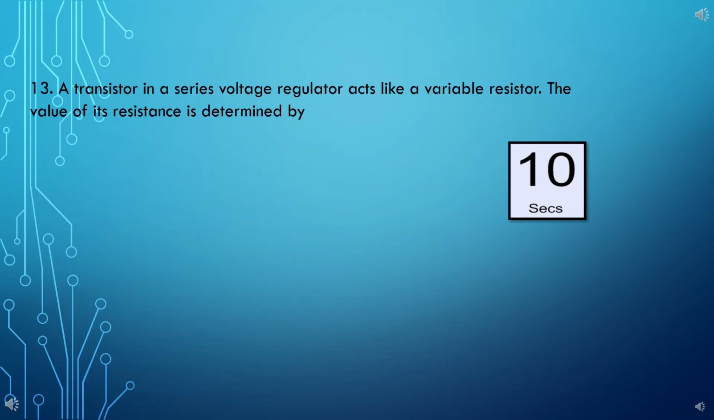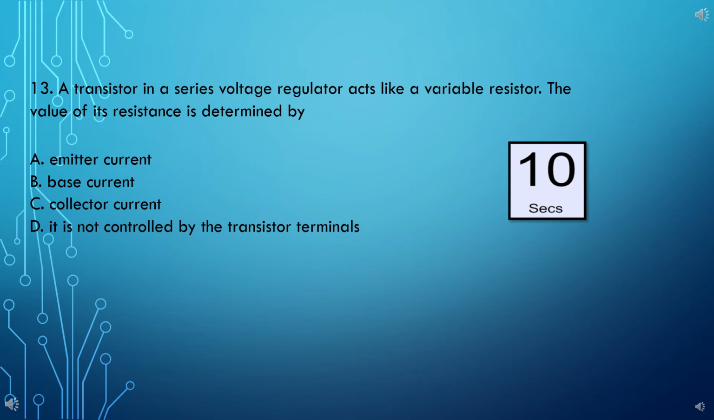A transistor in a series voltage regulator acts like a variable resistor. The value of its resistance is determined by: Option A. Emitter current, B. Base current, C. Collector current, D. It is not controlled by the transistor terminals. Answer: base current.